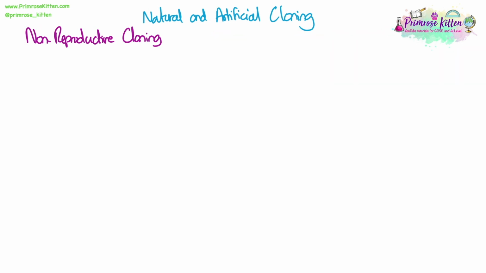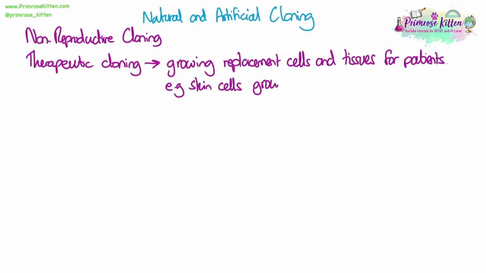So there is also non-reproductive cloning, so not actually producing a new organism. The main form of this is therapeutic cloning. This is where cells are cloned in order to grow replacement cells or tissues for patients. So it could be, for example, skin cells grown in vitro in a lab in order to create a skin graft to treat a burn.